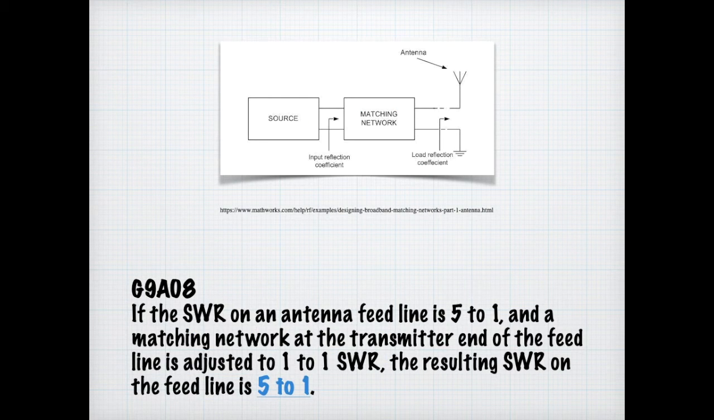Matching networks are great, but if they're incorrectly matched, then they're not so good. For the exam, you need to know that if an SWR on an antenna feed line is 5:1 and the matching network at the transmitter end of the feed line is adjusted to 1:1 SWR, then the resulting SWR on the feed line is still 5:1.